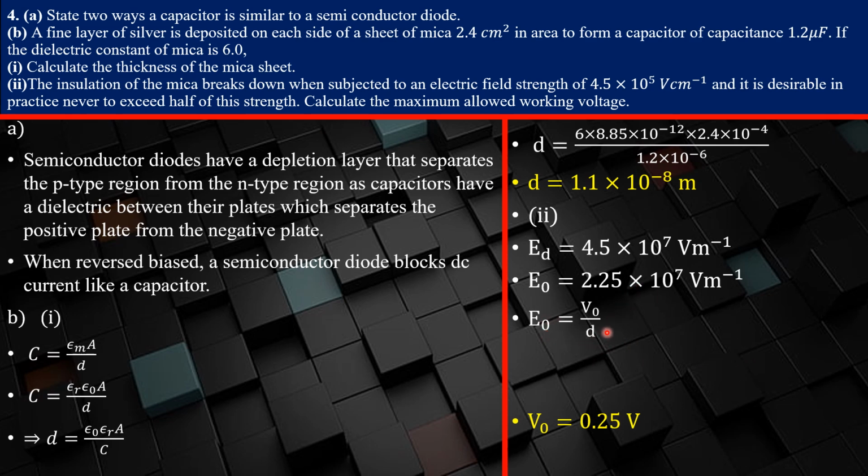So our E0, the field strength, is peak voltage divided by separation of the plates. So you notice that our V0 would basically be E0 multiplied by D. And so our E0, the maximum possible electric field strength, is 2.25 times 10 to the 7, multiplied by our D, and our D is 1.1 times 10 to the negative 8. So maximum working voltage is 0.25 volts.